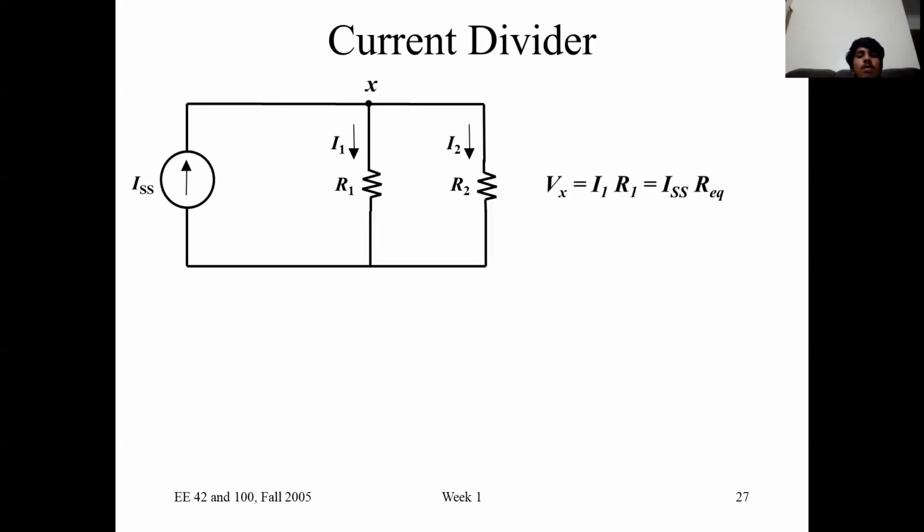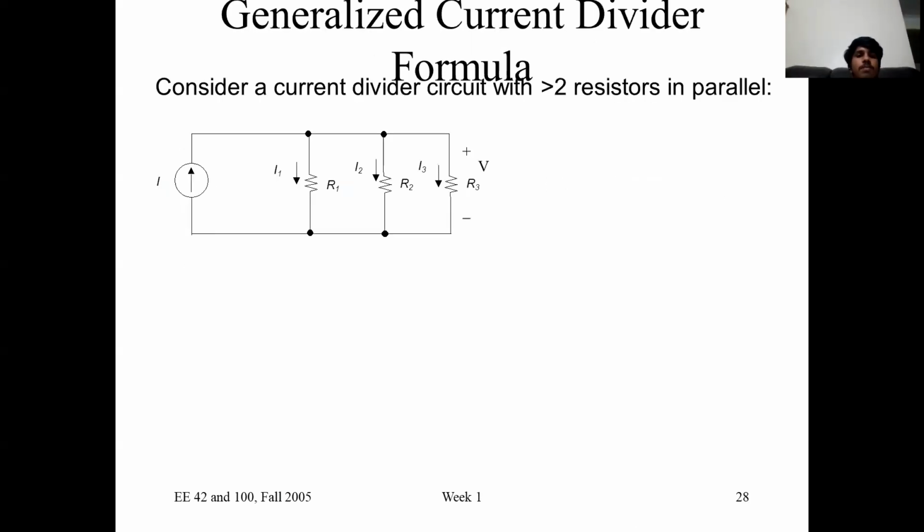Current divider: Vx equals I1 R1 equals ISS times R equivalent. Generalized current divider formula. Consider a current divider circuit with more than 2 resistors in parallel.